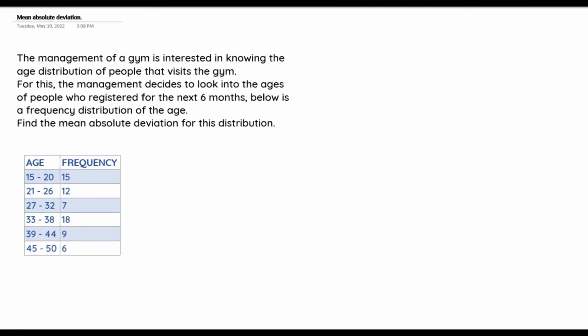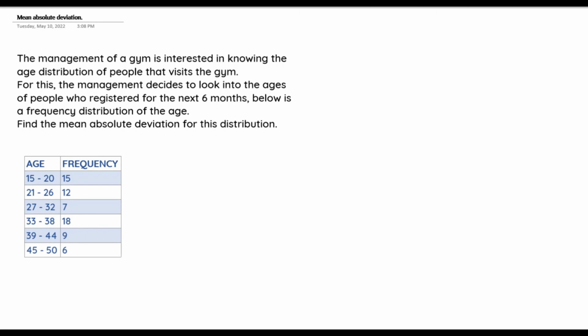Our next question says that the management of a gym is interested in knowing the age distribution of people that visit the gym. So the management decides to look into the ages of people who registered for the next 6 months. Below is a frequency distribution of the age. We are supposed to find the mean absolute deviation of this distribution. The formula for the mean absolute deviation, where we have our grouped data sorted based on class, is summation f, the modulus of xmi minus x bar, close the modulus, divided by summation f.